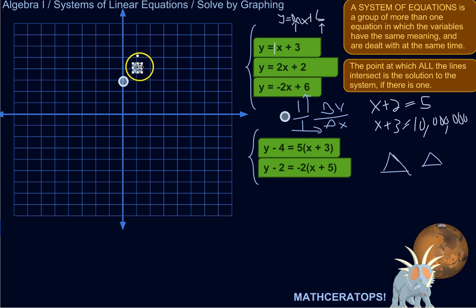Now I can connect these 2 points with the line. Let me grab my line tool and see if I can. It's pretty close. I'll adjust it.